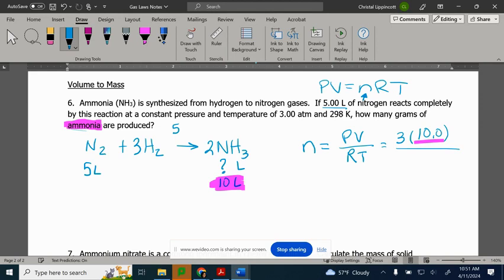Then I'm going to divide by R. I'm going to find my pressure in what units it's in, and then I'm going to get my R value based on that, because that's what drives your R value. So for ATM, that's 0.0821. And then my temperature is already in Kelvin, so I'm just going to put that down. Okay.